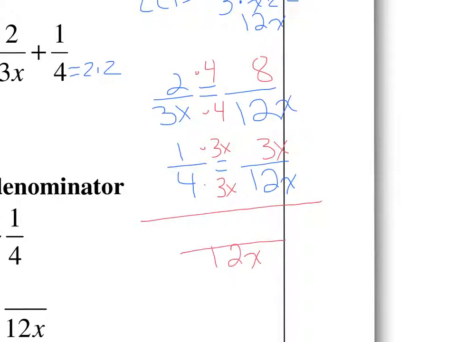And the numerator, remember, you are adding. I didn't write the plus sign, but you're adding. So we're going to add the 8 and the 3x. And there are no like terms, so you're done.